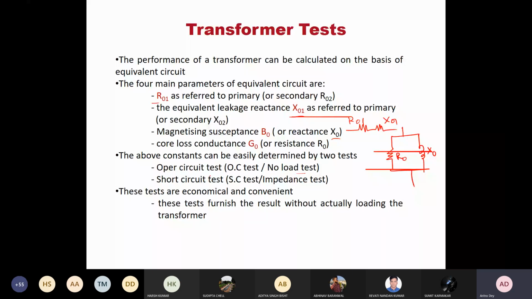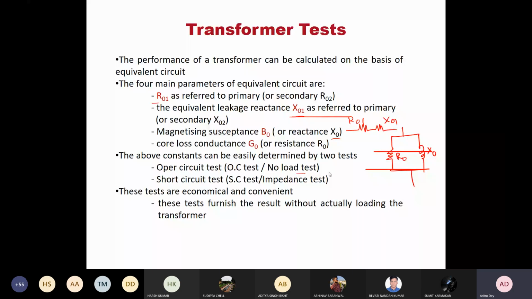And then the short circuit test, or impedance test as we sometimes call it, is when we apply a voltage through an auto transformer such that full load current will be flowing through the HV side. Okay.